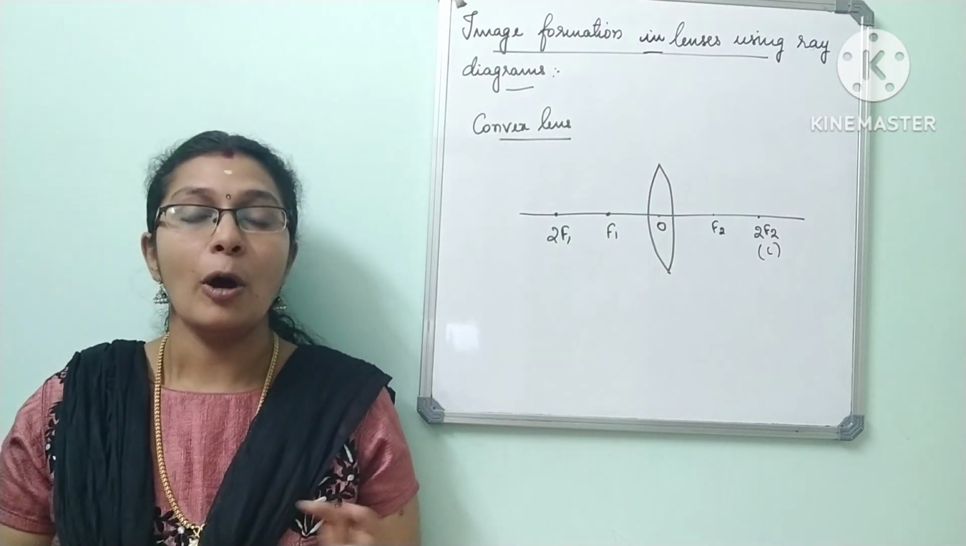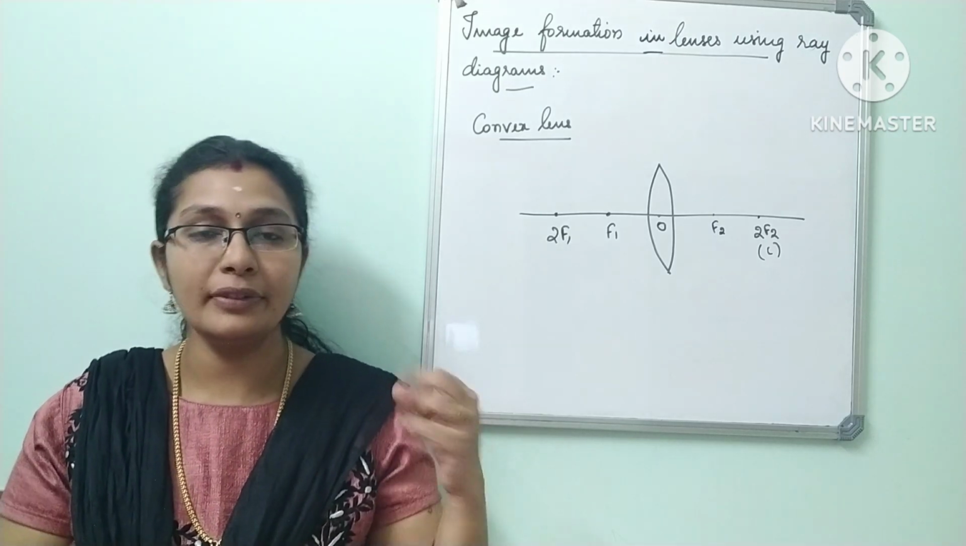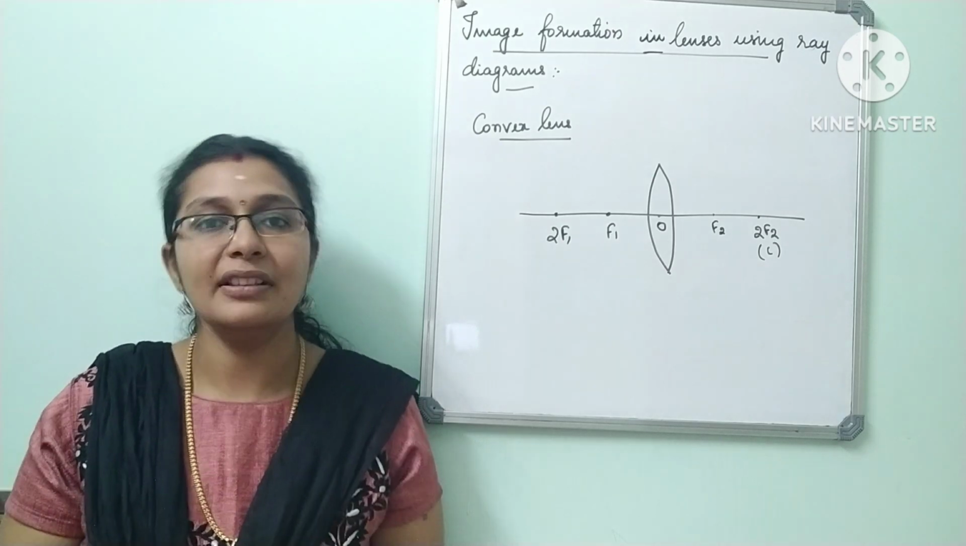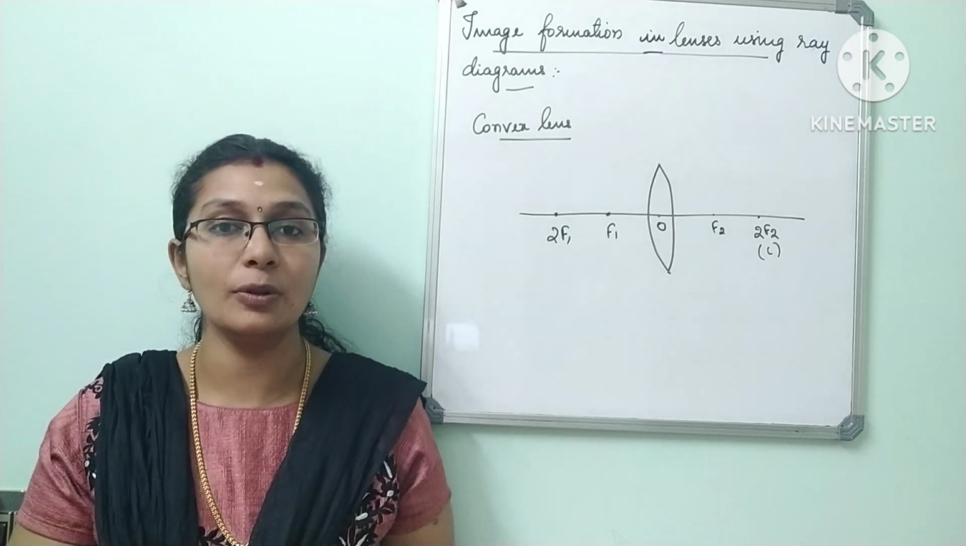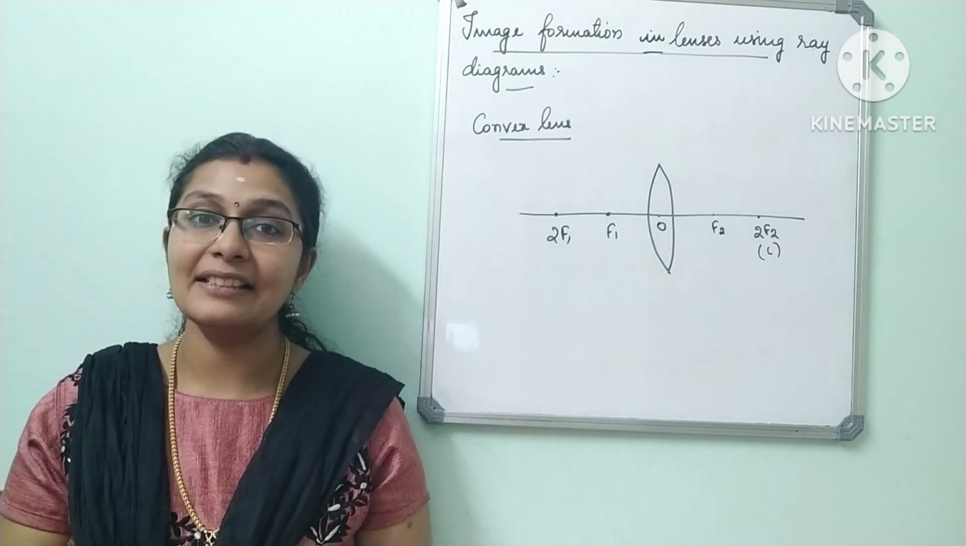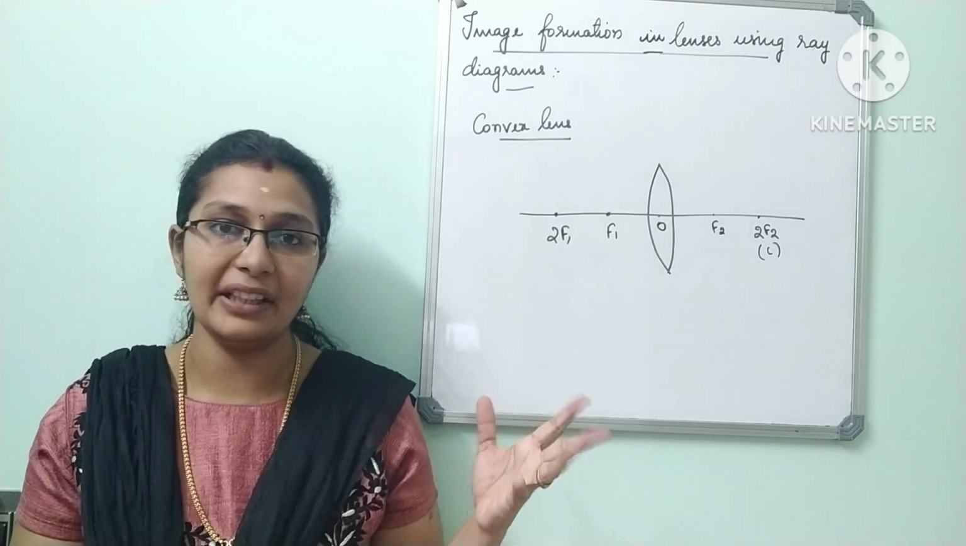Similarly, for obtaining an image, we need at least 2 rays. Out of the 3 rules, you can use any 2 rules in order to obtain the image. It is easy to use the first rule and the third rule. So, what are all the 6 positions? Let us see. We will try to compare it with the mirror and learn, so you will find it very easy.